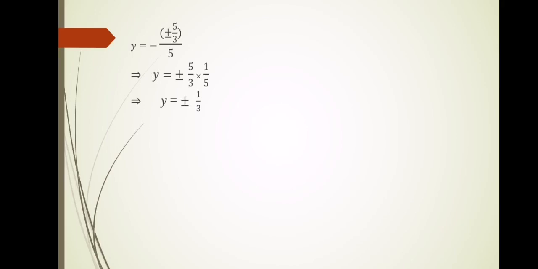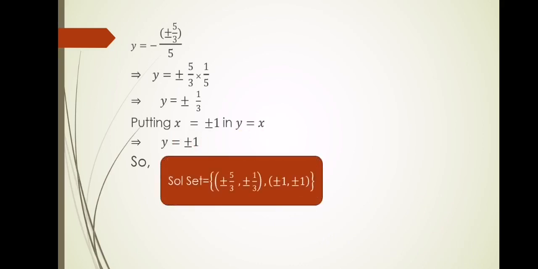Similarly, for y is equal to x, we just found out x is equal to plus minus 1. So we will put x is equal to plus minus 1 in y is equal to x. So we will be having y is equal to plus minus 1 since y is equal to x. So if x is equal to plus minus 1, then y will also be equal to plus minus 1. So our solution set will be plus minus 5 by 3 and plus minus 1 by 3, plus minus 1 and plus minus 1.